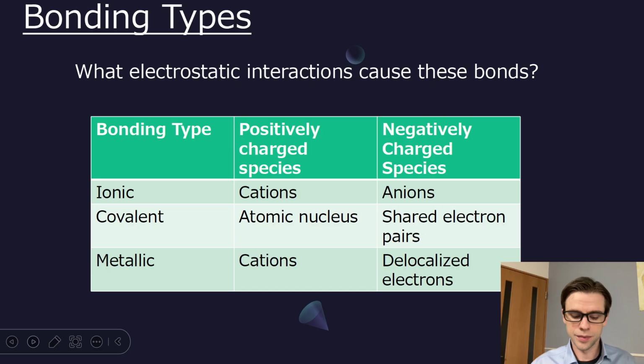So ionic, where will the electrostatic forces be, or where do they come from? It's between cations and anions. Cations are positively charged species which are lacking electrons, and anions are negatively charged species which have gained extra electrons from somewhere. When these are nearby, positive attracts negative, and we get bonding forces that hold materials together.